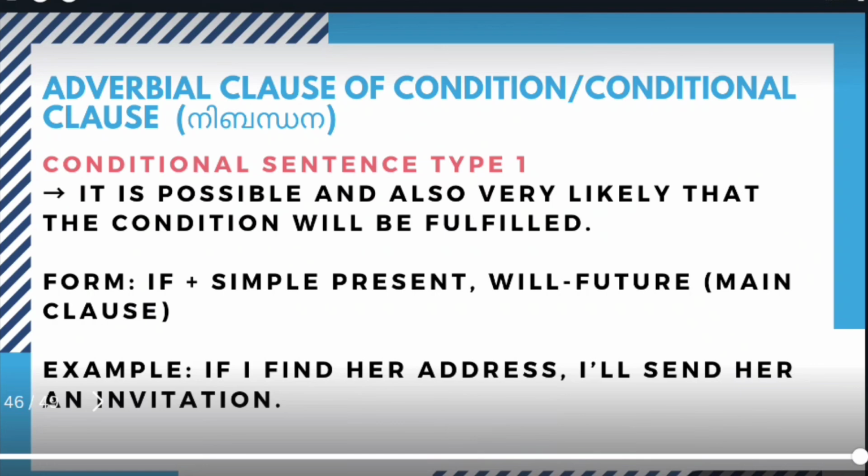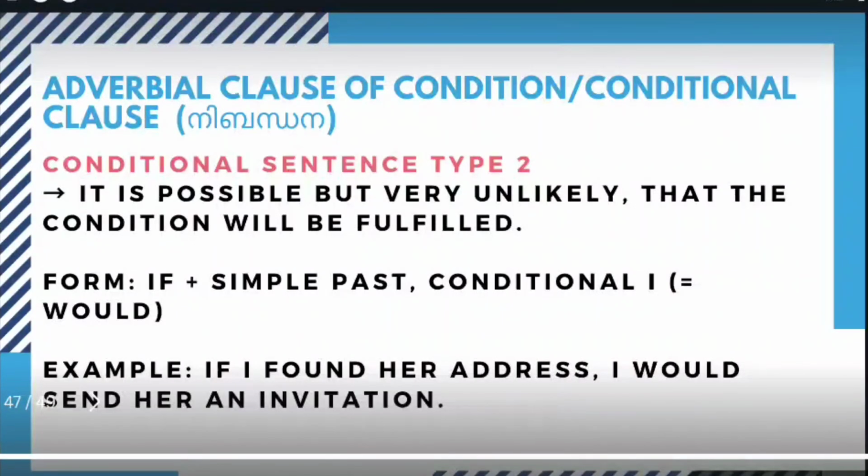We can write conditional sentence type 1 in the following way. The sentence will begin with if and simple present, and in the main clause we use will. Look at the example. If I find her address, I will send her an invitation. So "if I find her address" is in simple present tense and is the conditional clause. "I will send her an invitation" is the main clause. This sentence talks about something likely to happen.